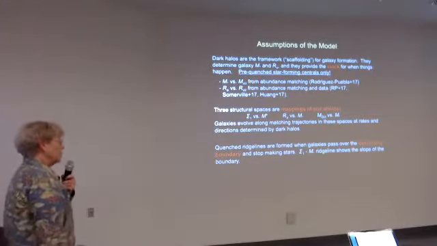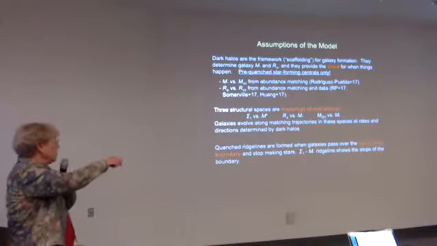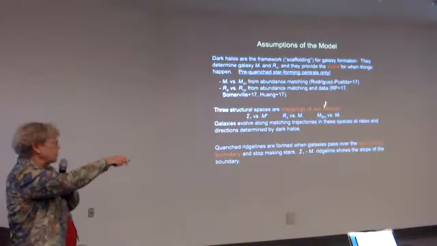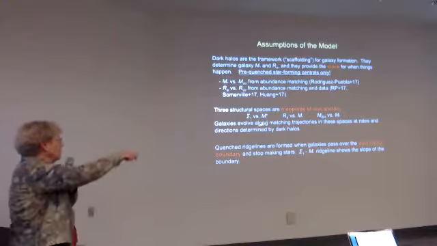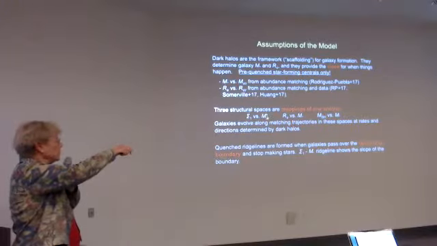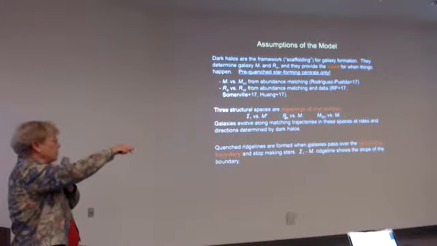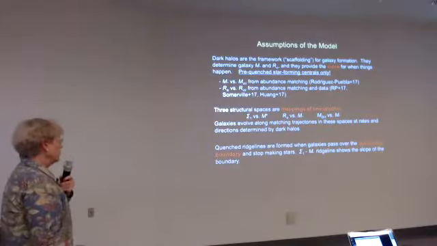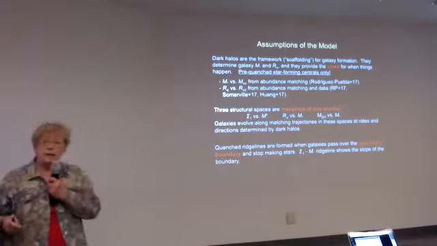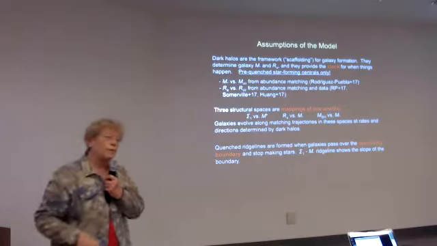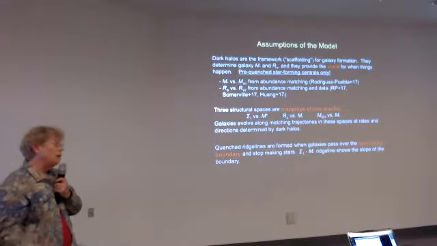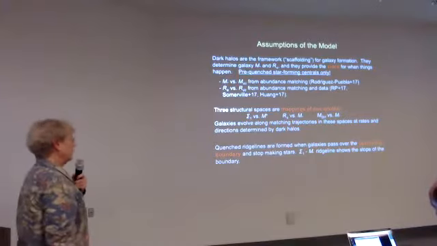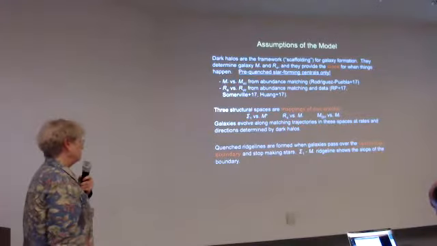We assume but also show that 3 structural spaces are actually the same space. One is sigma 1 versus M star. Another is effective radius versus M star, and finally black hole mass versus M star. So if galaxies evolve along a track in one of those spaces, there's a mapping that you can use to get the track in the other 2 spaces.